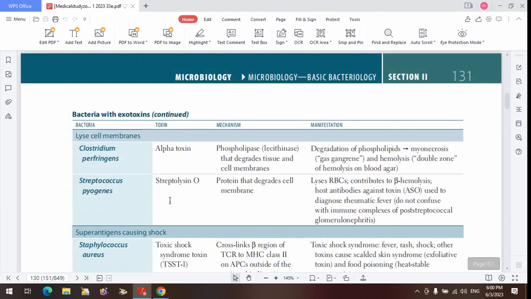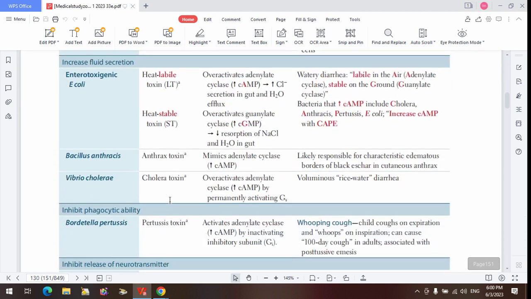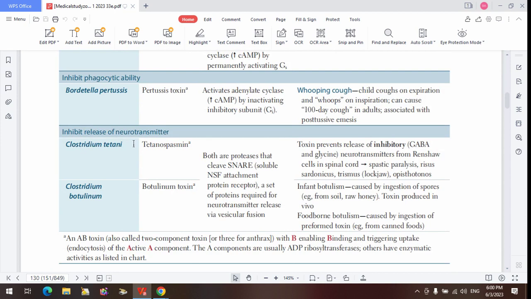The last one, not even the last. The next one, the ones that inhibit release of neurotransmitter. I know that all of us know these ones. We know this one. The two that inhibit neurotransmitter release: Clostridium tetani and Clostridium botulinum.